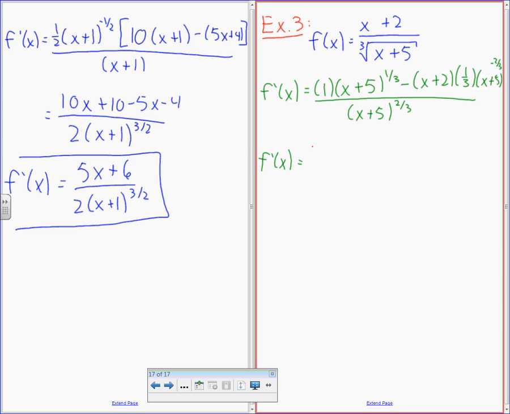Okay, so 1/3 is being factored out. Now here's the other thing. What bracket is being factored out here right now? What's going to be factored out here is x plus 5 to the negative 2/3, because that's your negative part, right?